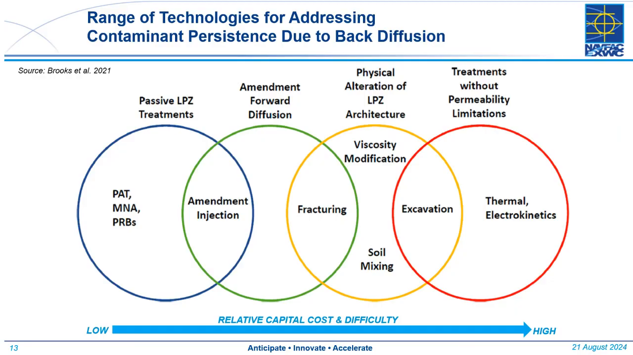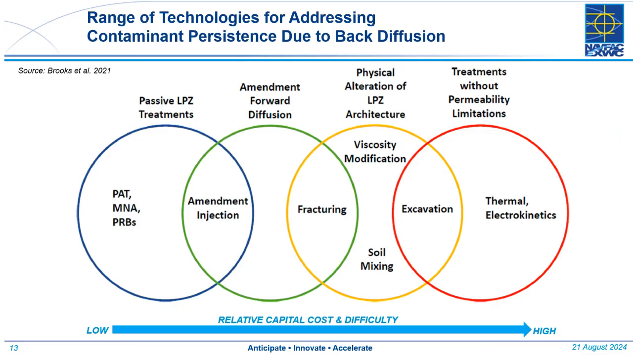But moving from the left, our options, there's always M&A or permeable reactive barriers, and then moving to the green circle, what we call amendment to forward diffusion, where we're injecting in situ reagents, either by direct push or by fracturing. Moving to the yellow circle to the right, physical alteration of the low permeability zone architecture, we do that by soil mixing or by excavation.